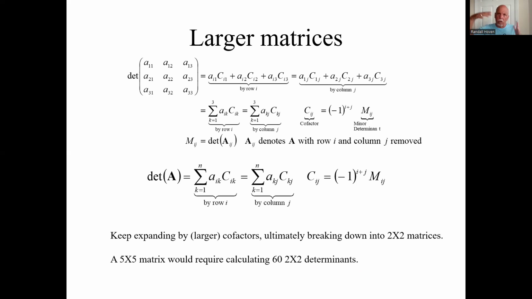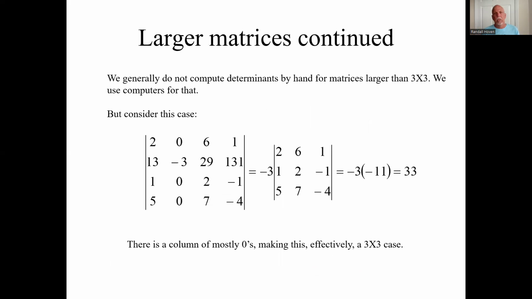Follow the pattern so far. For bigger matrices, it's the same pattern. Here's one with a trick to it. It's a 4 by 4. It's got some ugly looking numbers in there. But if you notice the trick, do you see the trick here? You've got a column with only one non-zero term. So if you expand by this second column, it essentially becomes a 3 by 3 problem.